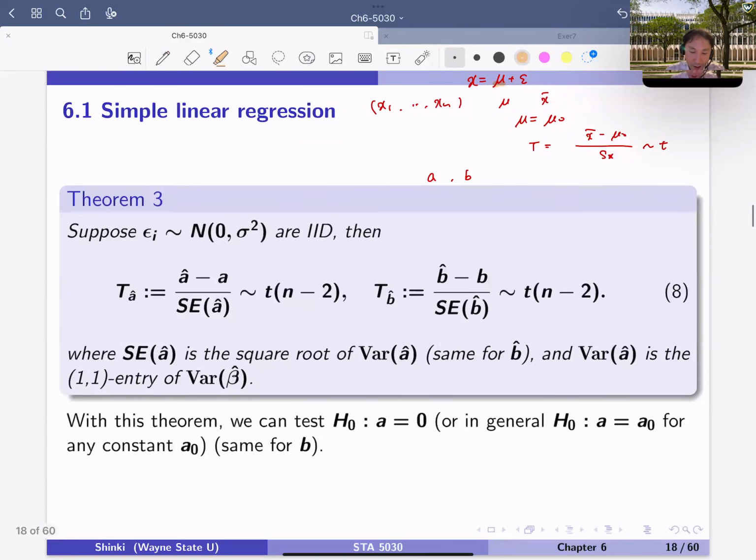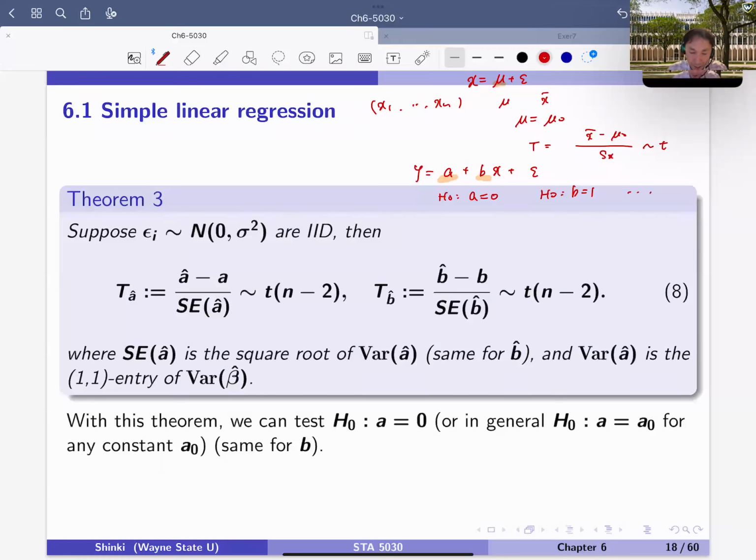And this time, we have x1 to xn, y1 to yn. We actually have n pairs of random data, and y is equal to a plus b times x plus epsilon. And now we want to test this a and b. So we want to test if, for example, a is equal to 0 or not. The null hypothesis may be a is equal to 0, or maybe the null hypothesis is b is equal to 1, or something like that. So we want to test that kind of hypothesis.